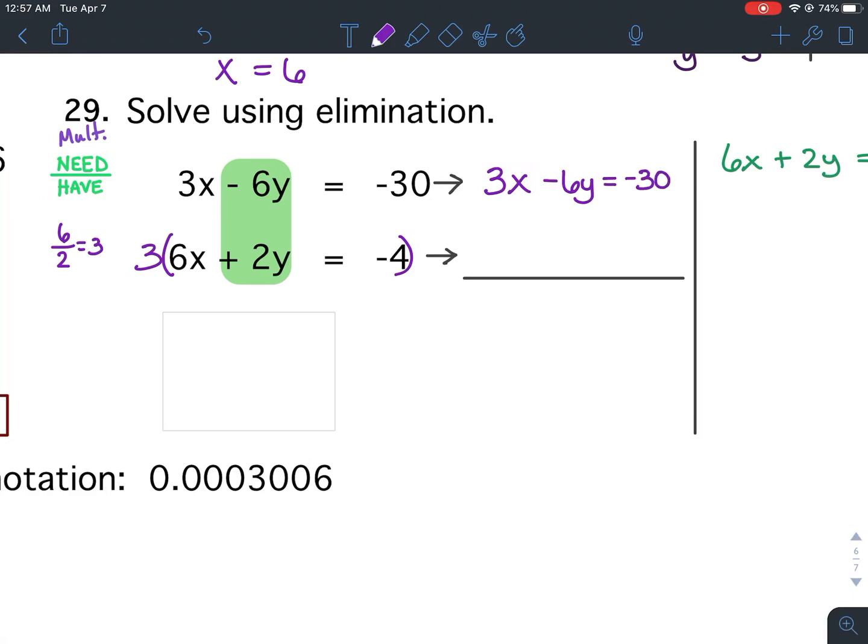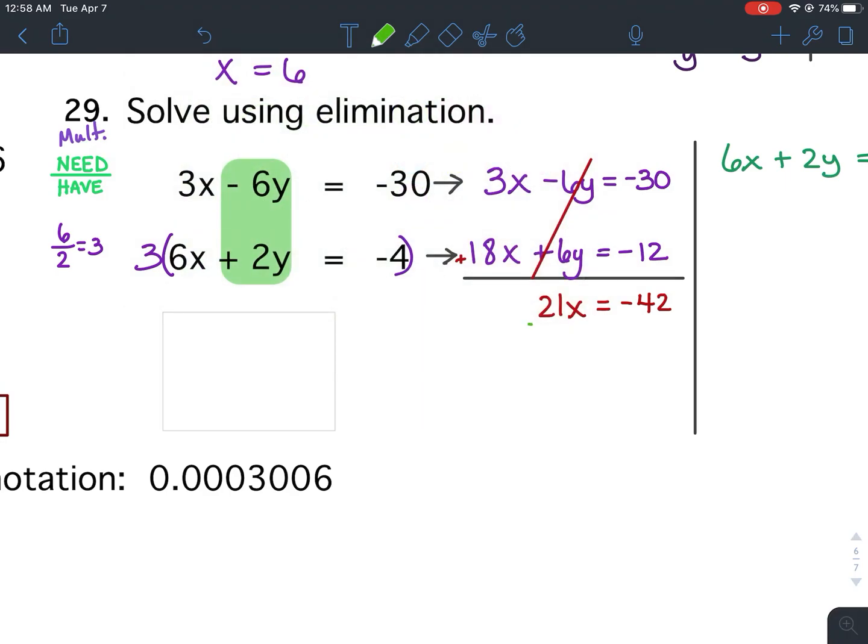Multiply everything by 3. 3 times 6 is 18x. 3 times 2y is plus 6y. 3 times negative 4 is negative 12. If you do it correctly, you should have opposites, and I do. The negative 6y and the positive 6y cancel. So now I combine. So since this is a positive 18, I'm going to put a plus sign there. 3x plus 18x is 21x. Negative 30 minus 12, the signs are the same, so I'm going to add and keep the sign. That would be negative 42.